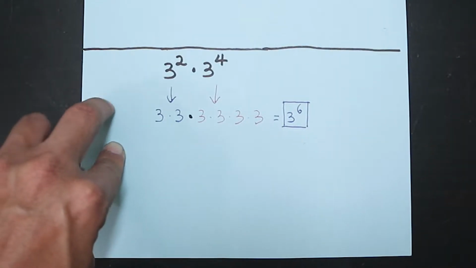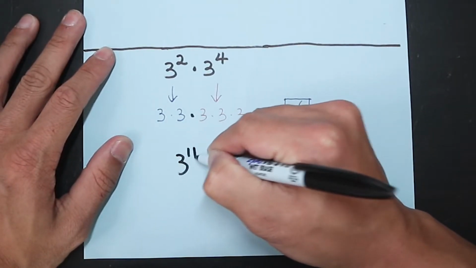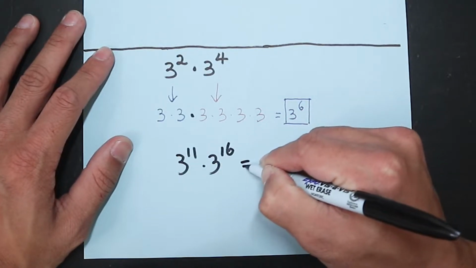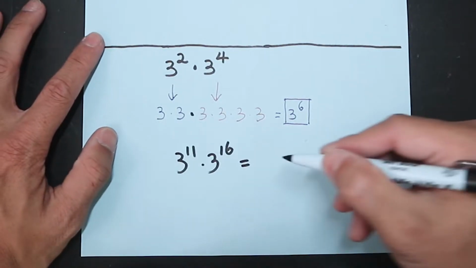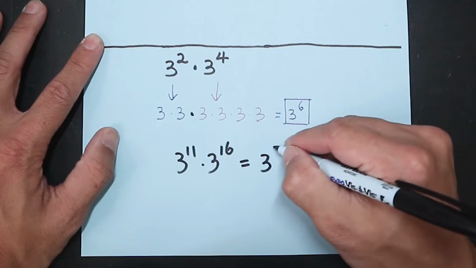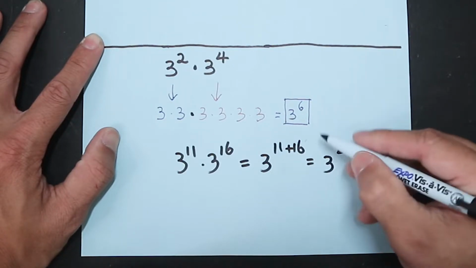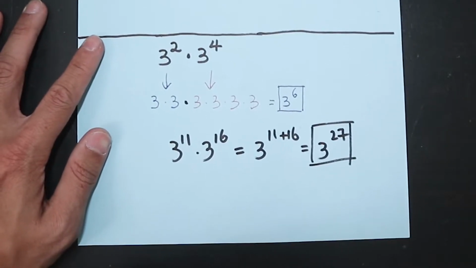So if I were to have a separate problem, let's say 3 to the 11 times 3 to the 16, I'm not going to write out all the 3's because it's going to be a lot. Well, the shortcut is you're going to keep the 3 and then add these exponents. So 11 plus 16 gets you 27. And that's your shortcut to multiplying exponents.